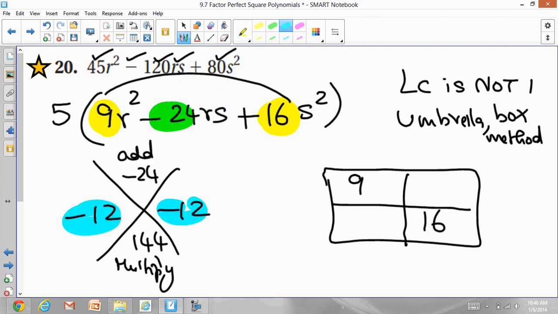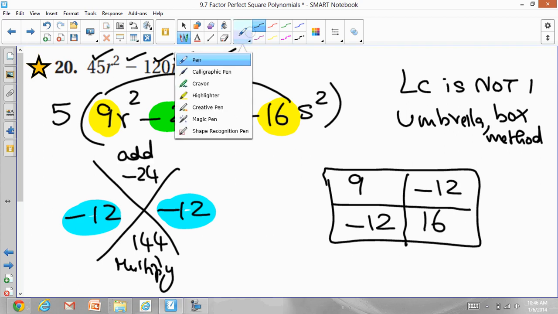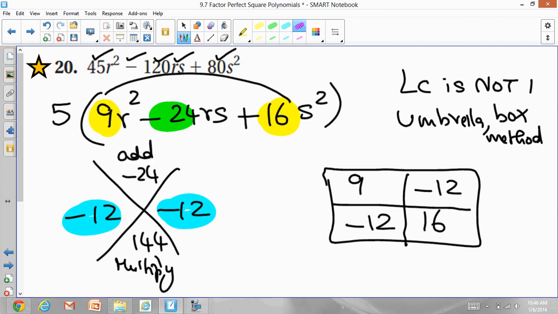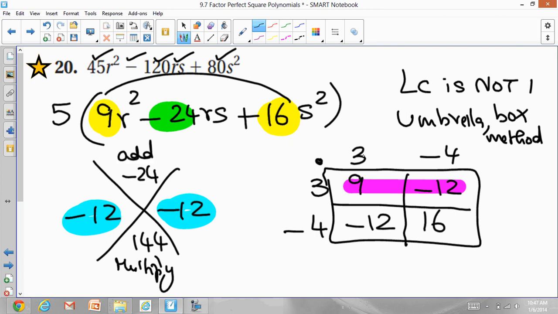So this negative 12 and this negative 12, you're going to use it to fill up the boxes. So now we're thinking, going across, 9 and 12, they both can be divided by 3. So 3 times 3 is 9 and minus 4. And 3 times negative 4 gives you this. So I'm going to look at the variable. In this case, it's going to be r. So the first one gets an r. Now this is an s. So you have r squared. You also have an s squared. So the second one gets an s.